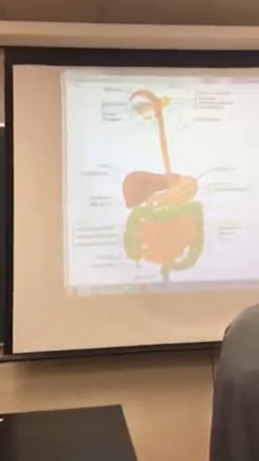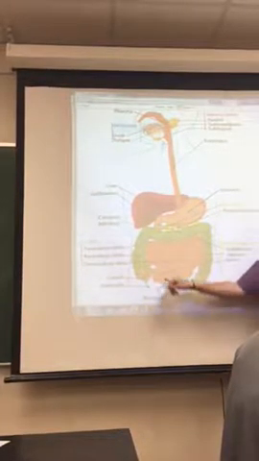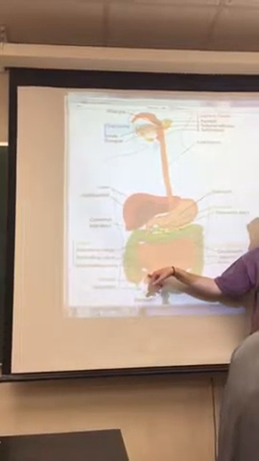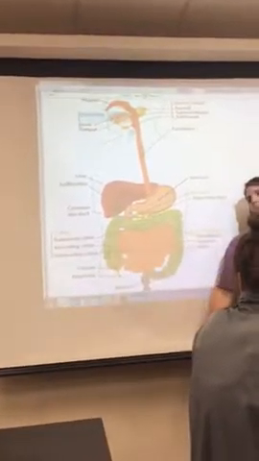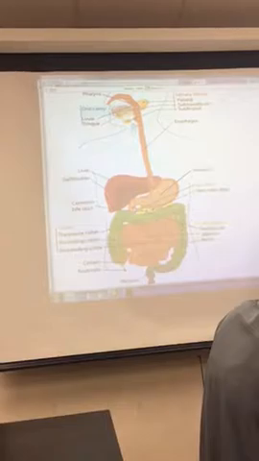No, your appendix is on your right side. So the cecum is where the large and small intestine come together? Correct. Your ileum is the end of your small intestine, and the cecum is the beginning of your large intestine. And on the cat, you can see a really physical difference between the small tube and the large tube.